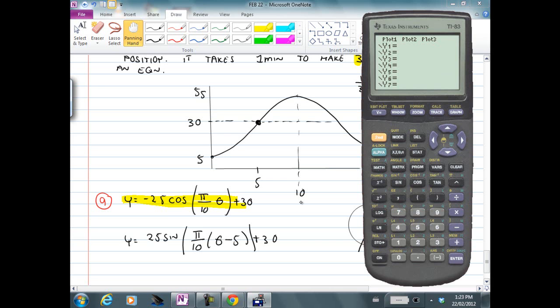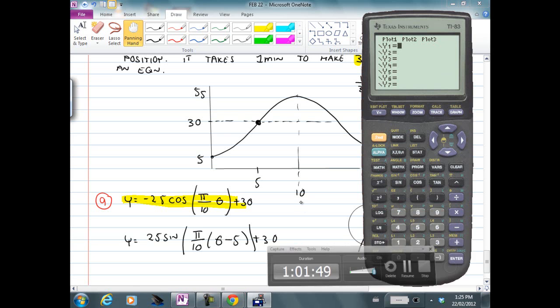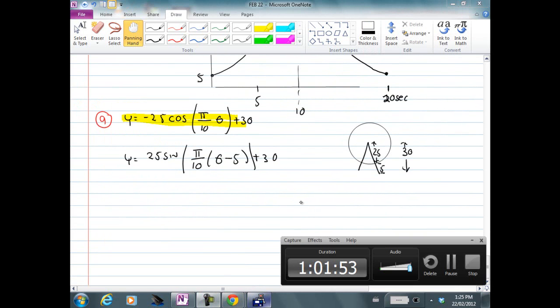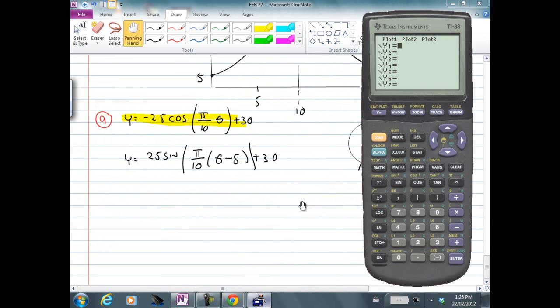So guys, watch what I'm going to do and plug it in. I go negative 25 cos, pi x divided by 10, bracket, plus 30, and I hit graph. And look at that. It matches exactly like my sketch that I drew before. The reason why is they're going to say part B.